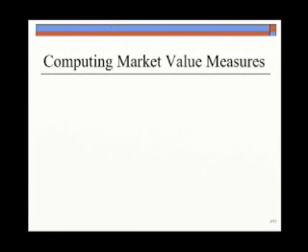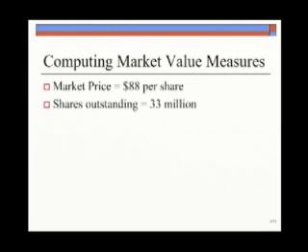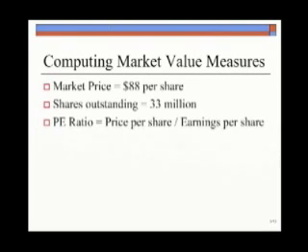The market value measures give us an indication of how expensive the firm is in the market. We would compare these with other similar firms to see how this firm compares. The first is the market price. In this case the company is trading in the market at $88 per share, and there are 33 million shares outstanding. By the way, if we take the market price times the number of shares, we get the market cap of the company. So the PE ratio is the first of our valuation ratios, and it's the price per share divided by earnings per share.